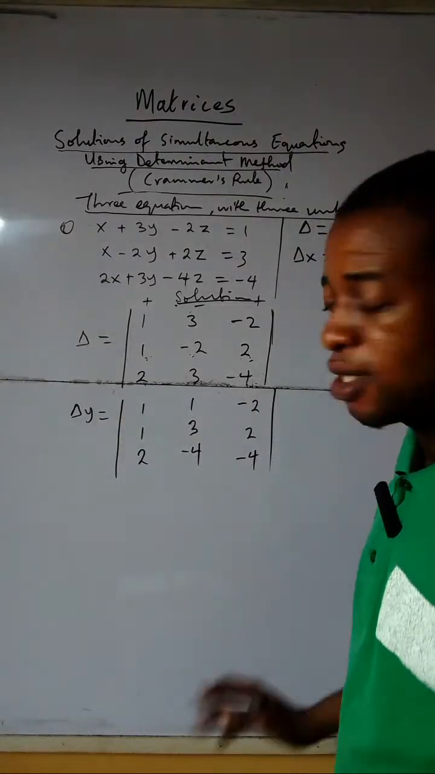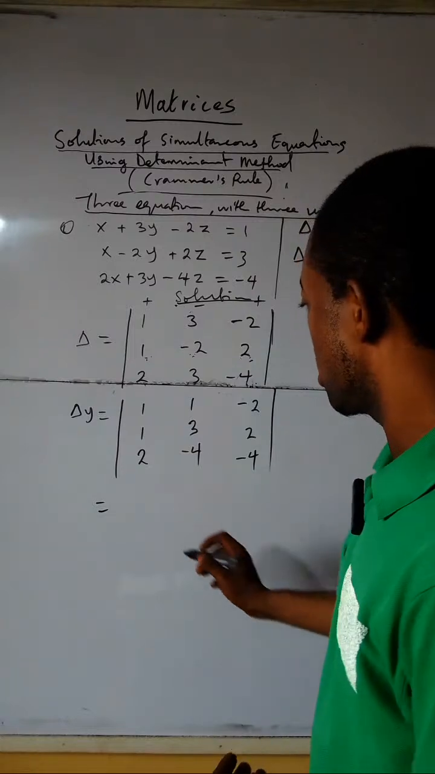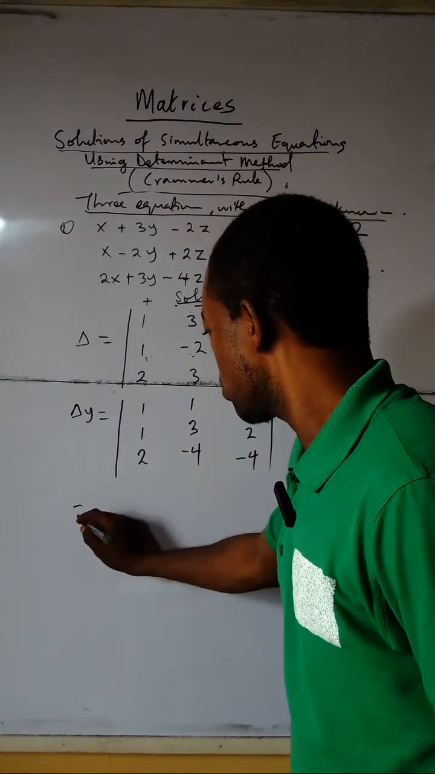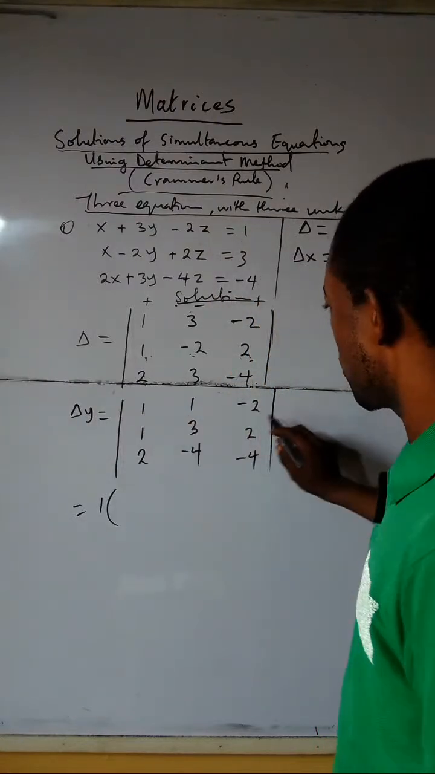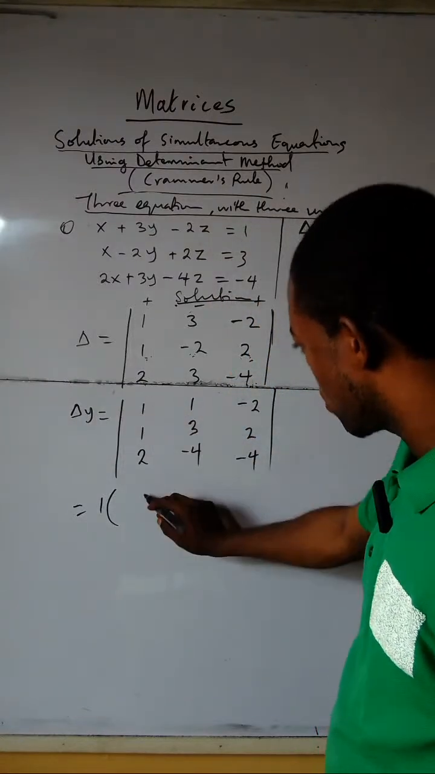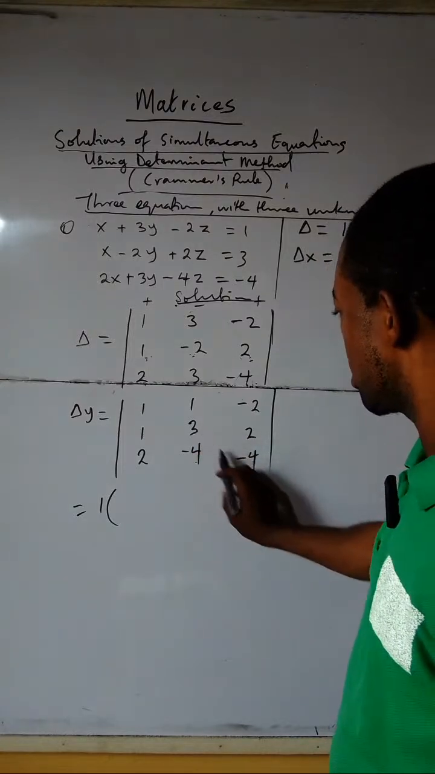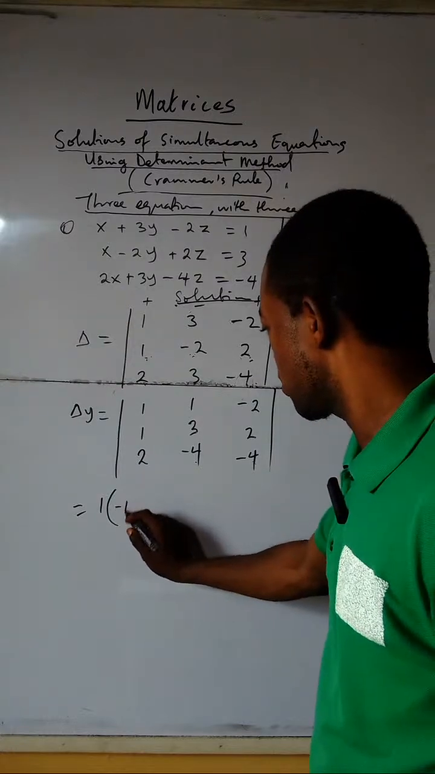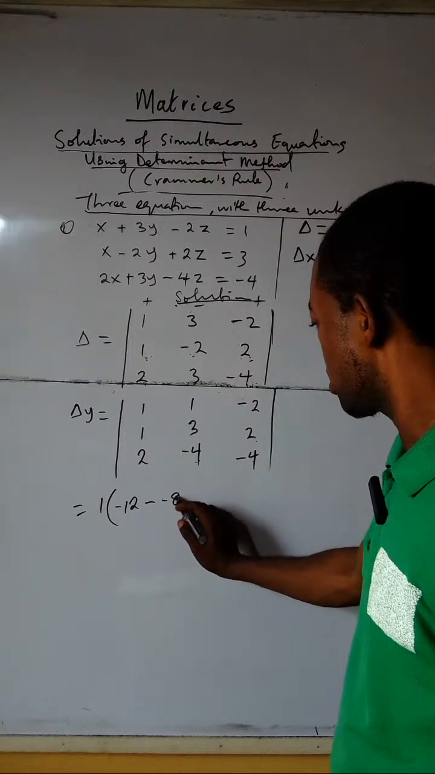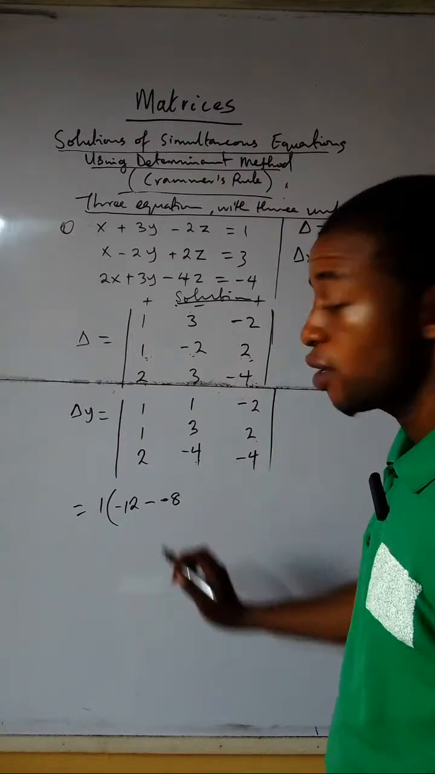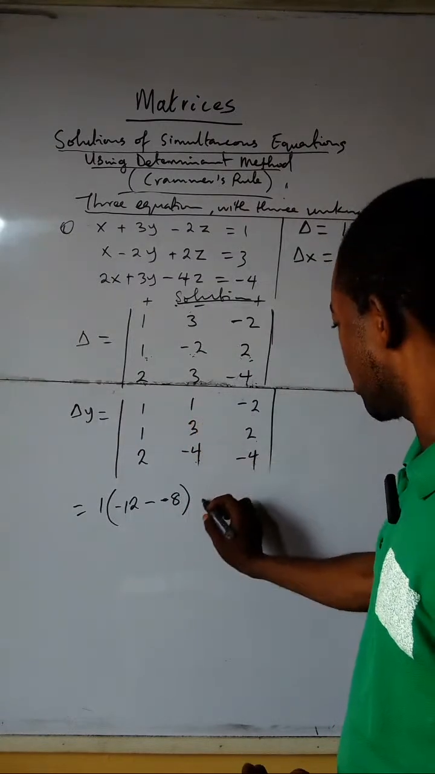Then we evaluate this determinant, which implies, expanding along the first row, we have 1 times, cancel the row of this element, 1, and the column. We are left with this 2 by 2 matrix. Find its determinant: 3 times minus 4 gives us minus 12, then minus 2 times minus 4, that's minus 8. You should be careful of the sign here. We have a minus there. Then close bracket. Then in the middle here, there is a minus.